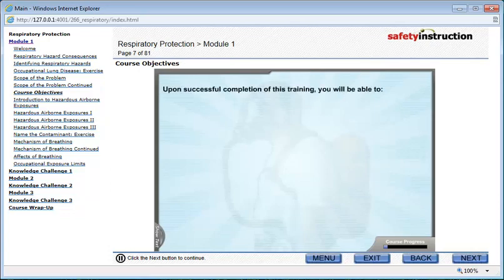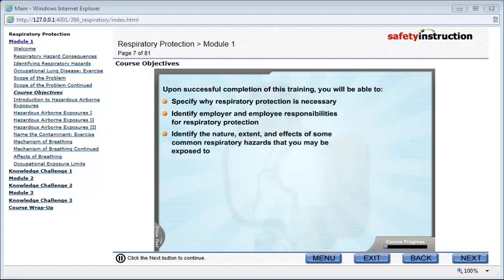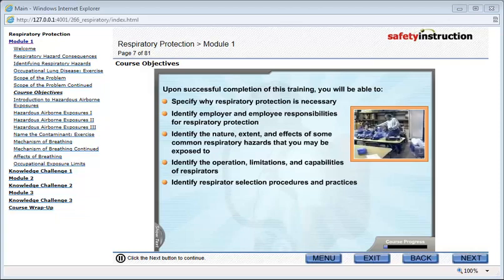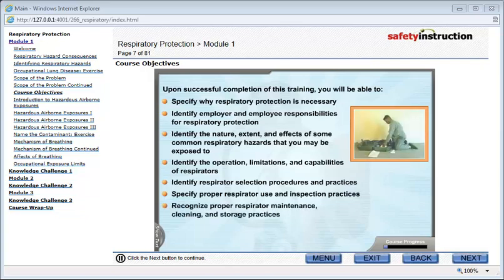Upon successful completion of this training, you'll be able to specify why respiratory protection is necessary. Identify employer and employee responsibilities for respiratory protection. Identify the nature, extent, and effects of some common respiratory hazards that you may be exposed to. Identify the operation, limitations, and capabilities of respirators. Identify respirator selection procedures and practices. Specify proper respiratory use and inspection practices, recognize proper respirator maintenance, cleaning, and storage practices, and recognize respirator malfunction and follow-up procedures.